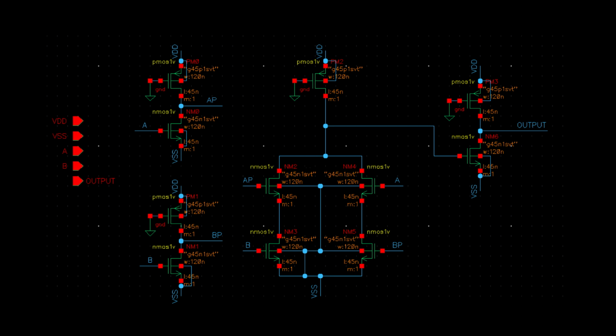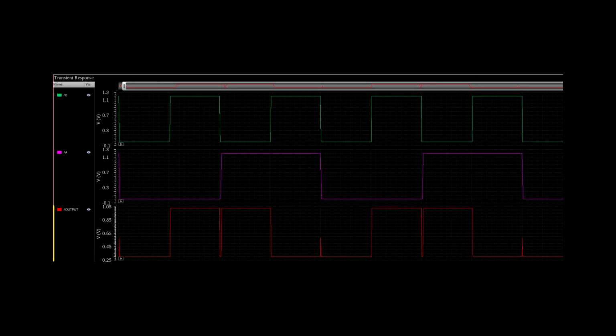This is a schematic diagram of a two-input pseudo-NMOS XOR gate. This is the output of the two-input pseudo-NMOS XOR gate.